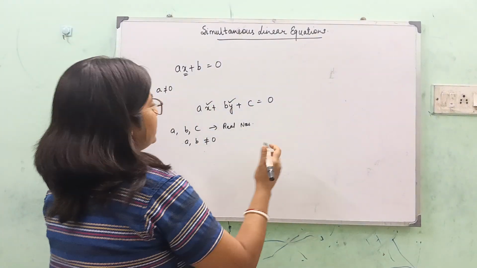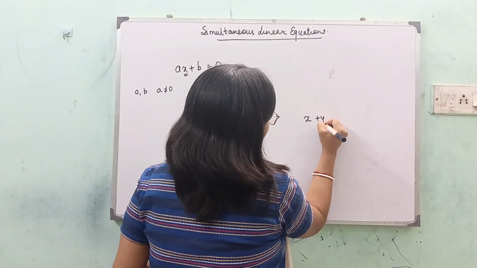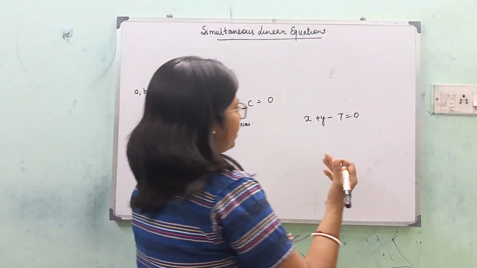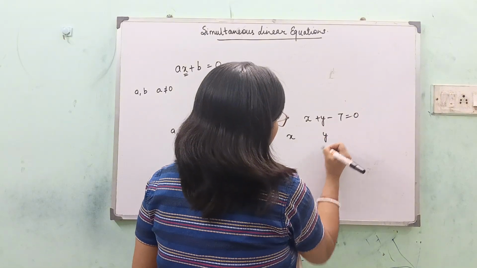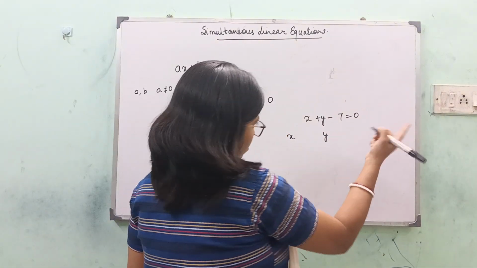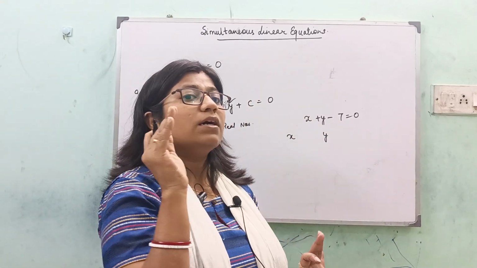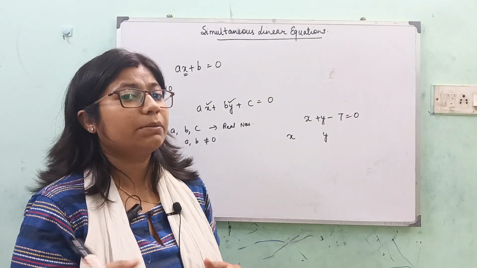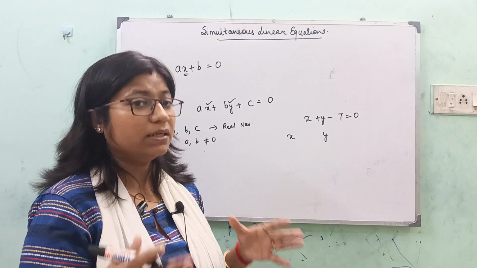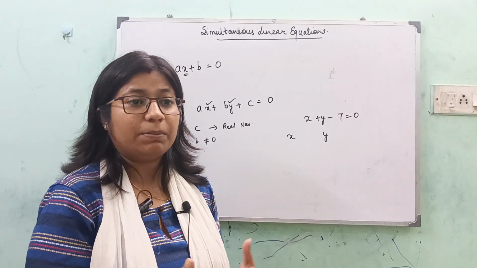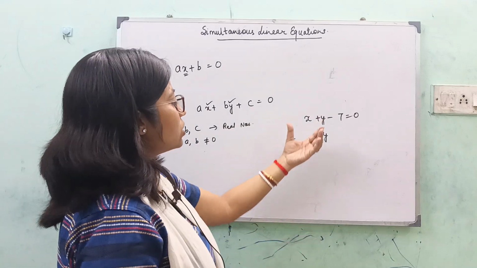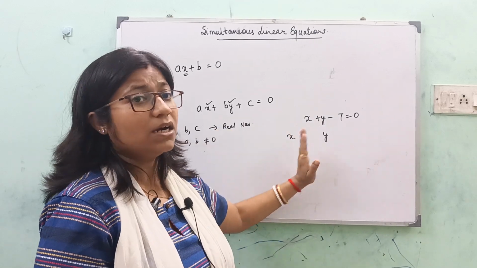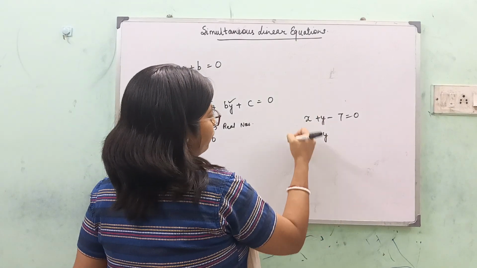Now, for an example, let us take x plus y minus 7 equals 0. By trial and error method, we look for the values of x and y for which the left hand side and the right hand side become equal. As I told you already in linear equations in one variable, the equation must be satisfied by the value of the unknown variable. Then such a value is called the solution. Here there are two variables, so there will be a solution for x and a solution for y, that is, one root for x and one for y.